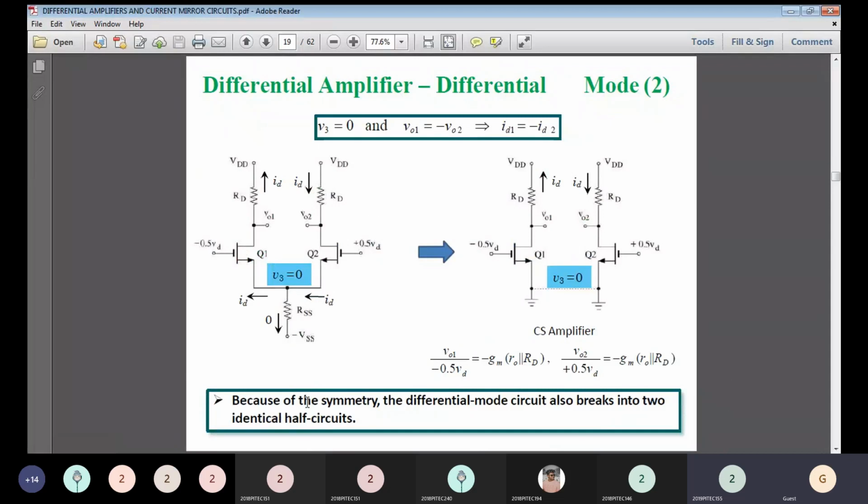So while splitting this into two halves, you are getting two different forms of voltages. But in the case of the common mode, you are getting only one part, that is one voltage, because it is operating under a common mode. It is operating under a differential mode, so we are getting two different values of voltages. So V01 is minus 0.5 VD, and V02, the positive version, will get this answer. Okay.